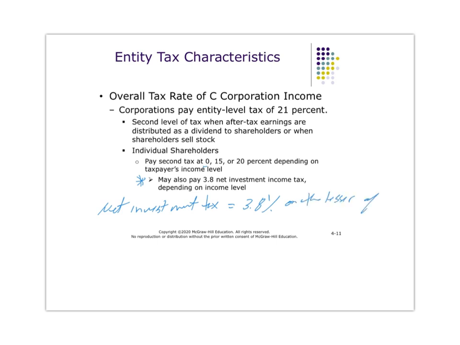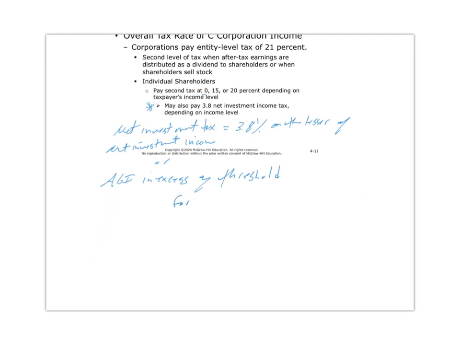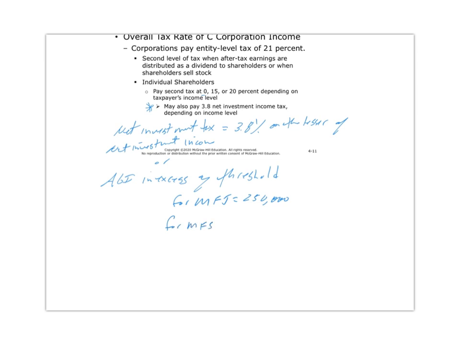on the lesser of net investment income or AGI in excess of a threshold amount. And what is that threshold? Well, for married filing jointly, the threshold is $250,000. And that's for married filing jointly or surviving spouses. For married filing separately, it's $125,000, and then for all others, it's $200,000.